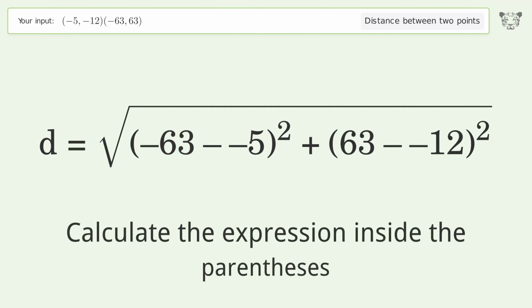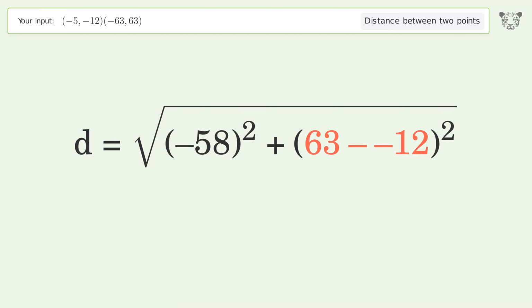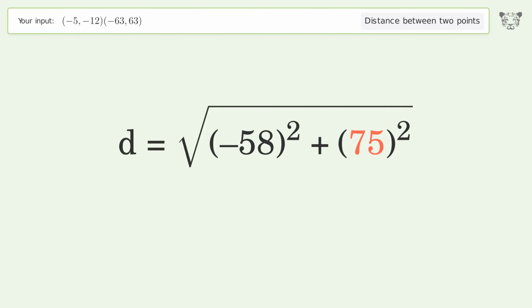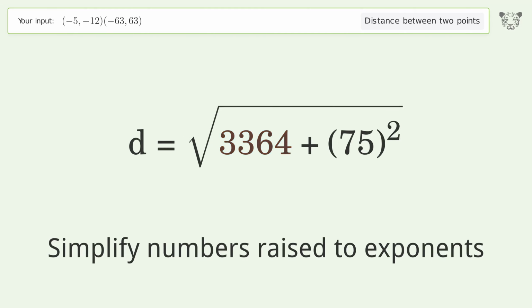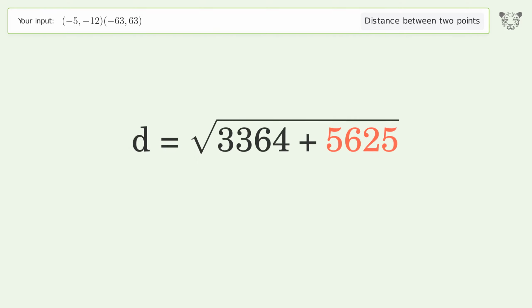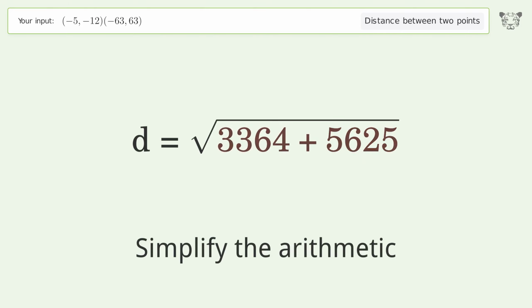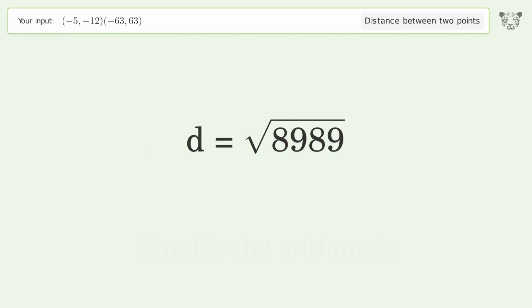Calculate the expression inside the parentheses. Simplify numbers raised to exponents. Simplify the arithmetic. And so the distance between the 2 points is the square root of 8,989, or 94.81.